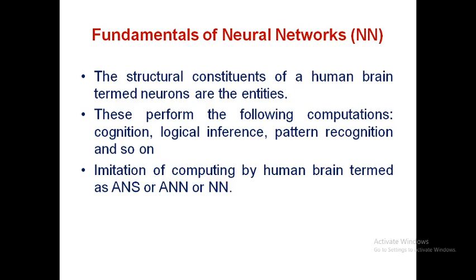Next, the structural constituents of the human brain are termed neurons, and these are called the entities of this neural network. Generally in the human brain we have nerves or neurons. Those are the entities of these structural constituents, and they perform the following computations. That means the functions of neural networks: they can give cognition, logical inference, pattern recognition, and so on.